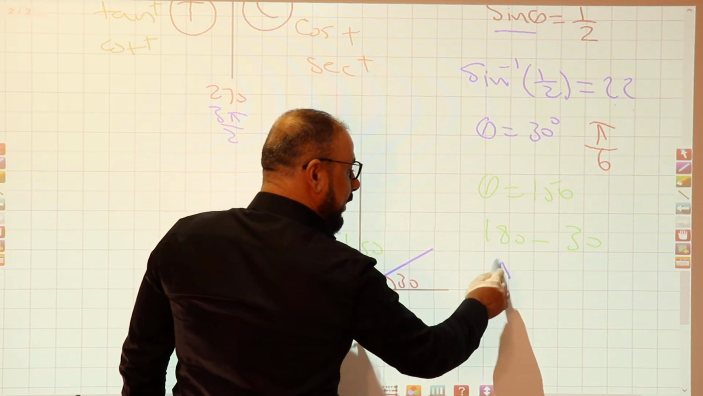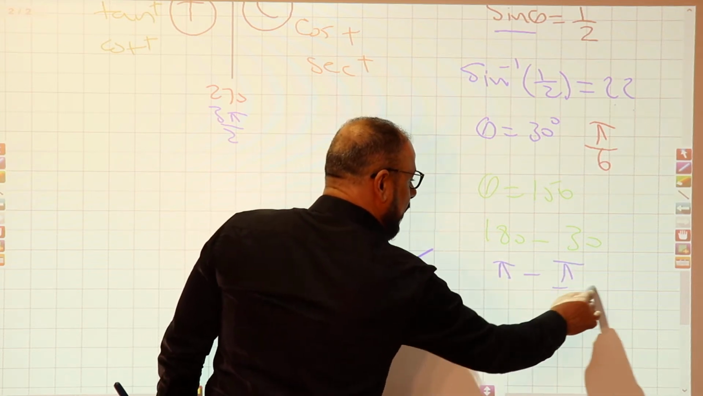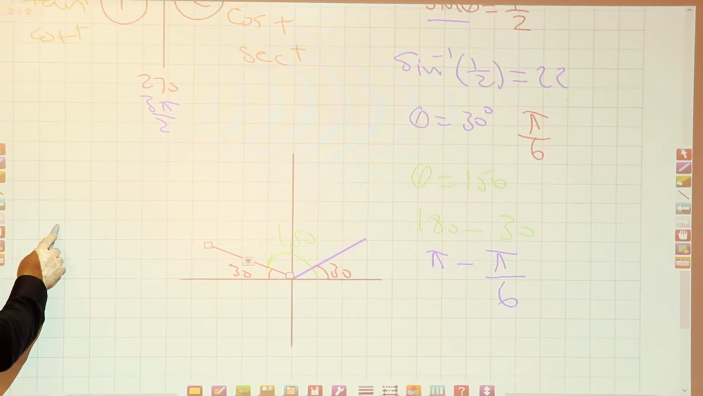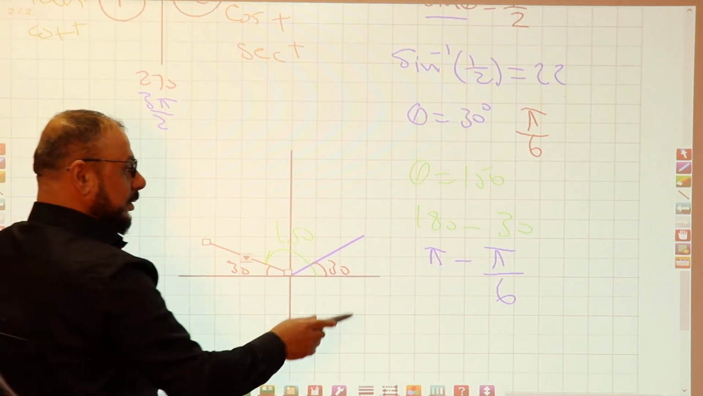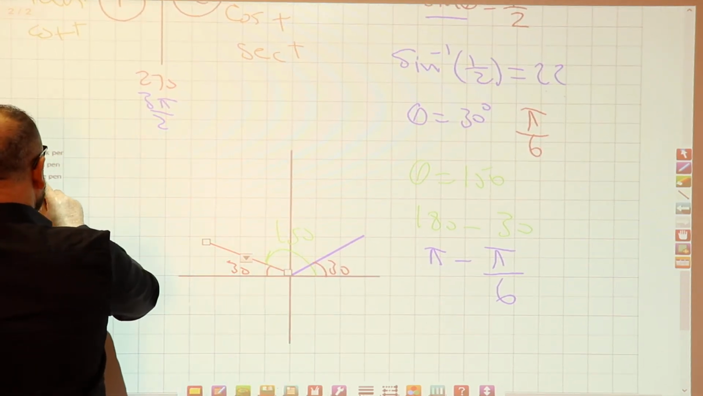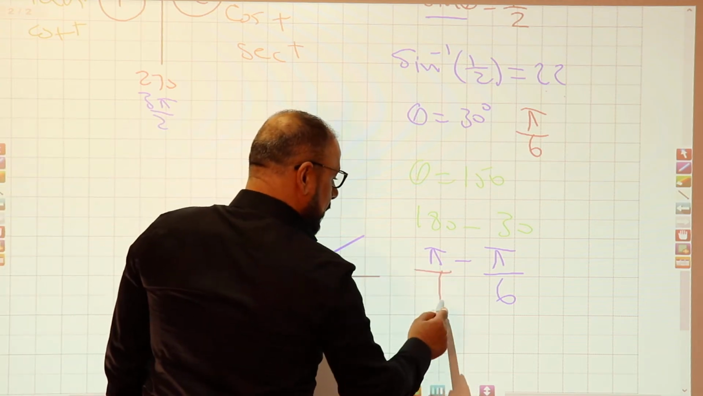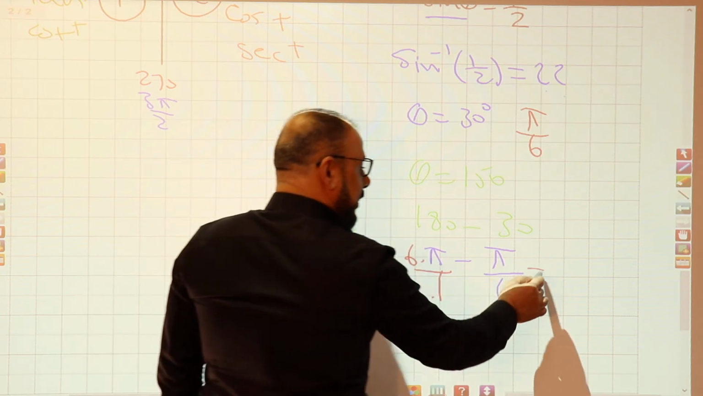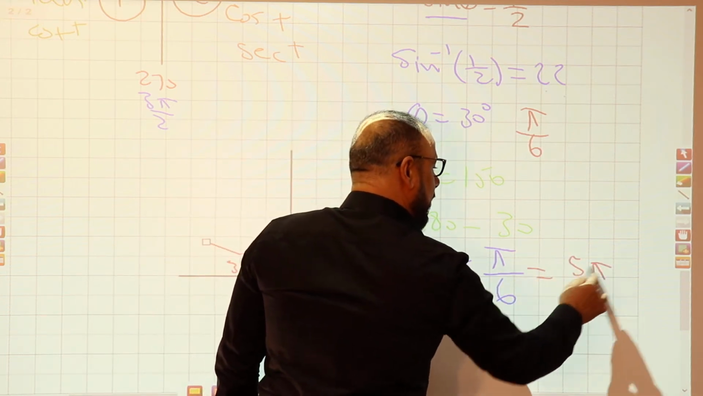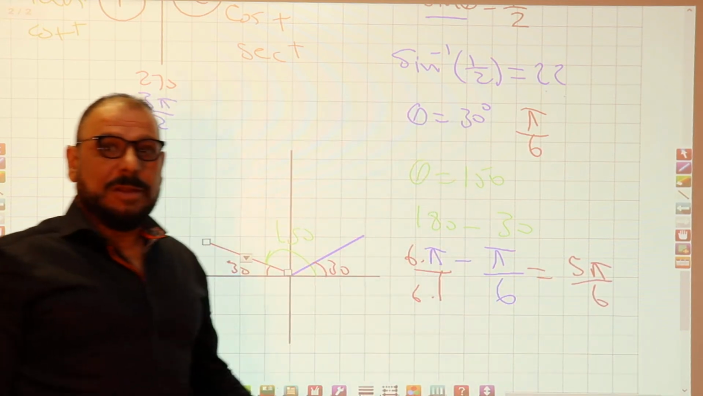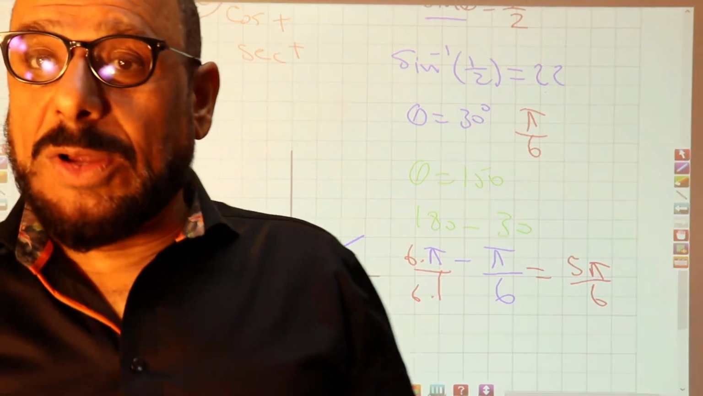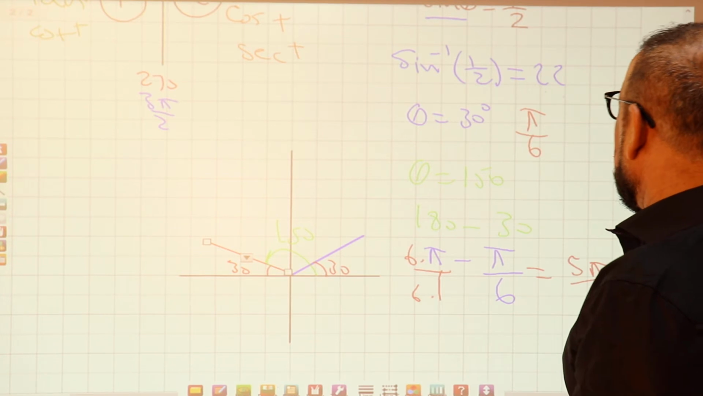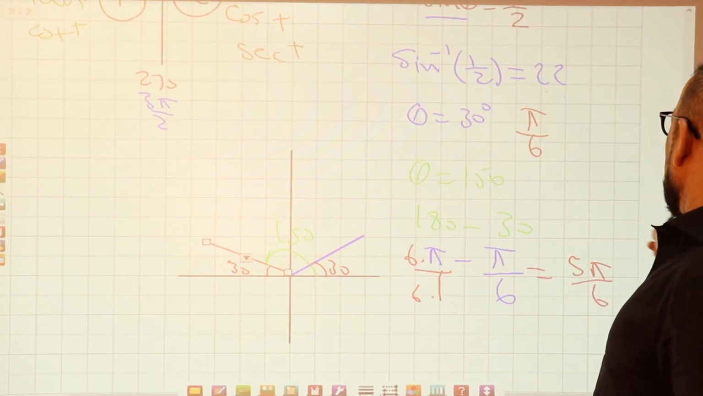180 is pi, and 30 is pi over 6. So pi divided by 1 times 6, then 6 pi minus pi, gives 5 pi over 6. Then that gives me 5 pi over 6.